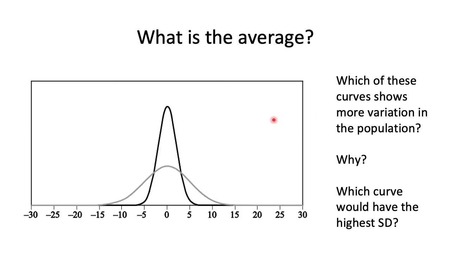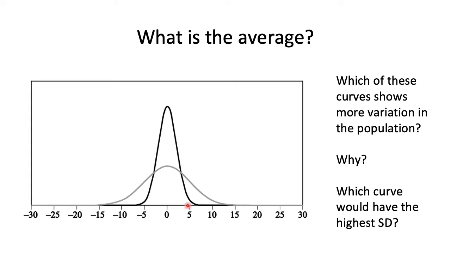Let's take a look at two populations with the same average. The curve that is in dark black has an average of 0, and the other curve, the lighter gray one, also has an average of 0. Which of these curves shows more variation in the population?